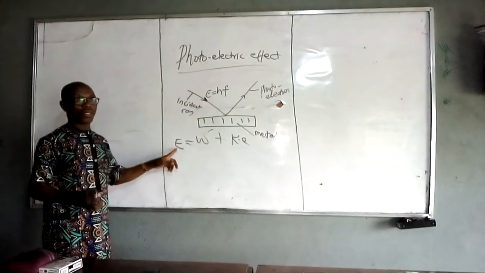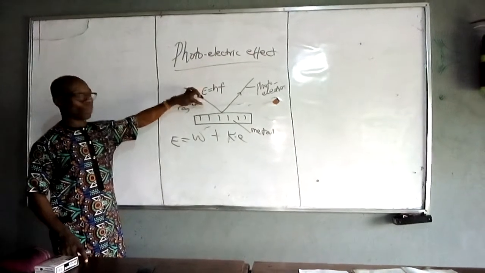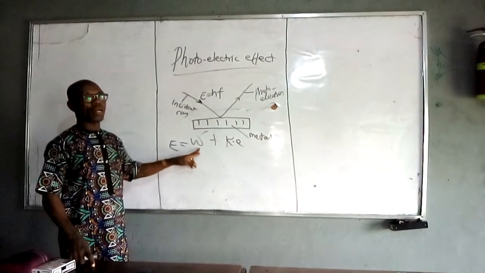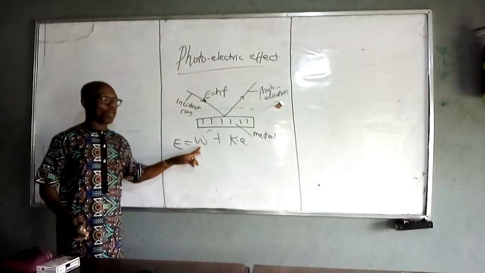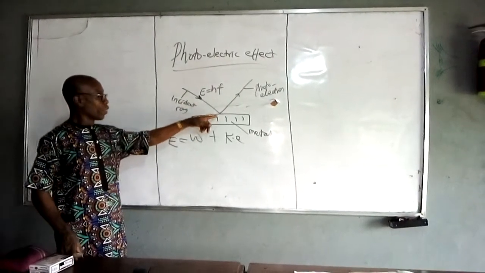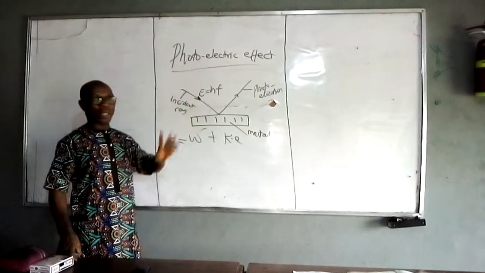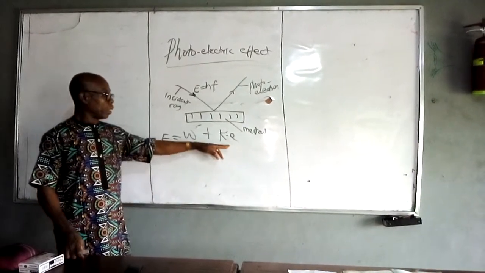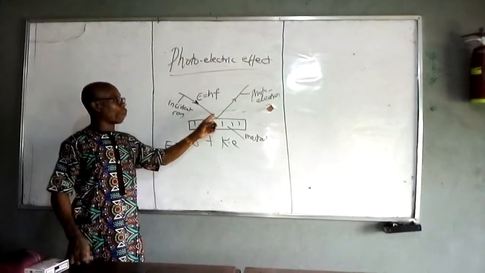where E is the total energy of incident light. W is known as work function. Work function is part of this energy that is used to liberate electrons from the metal surface. KE here is the kinetic energy of the ejected electrons or photoelectrons.